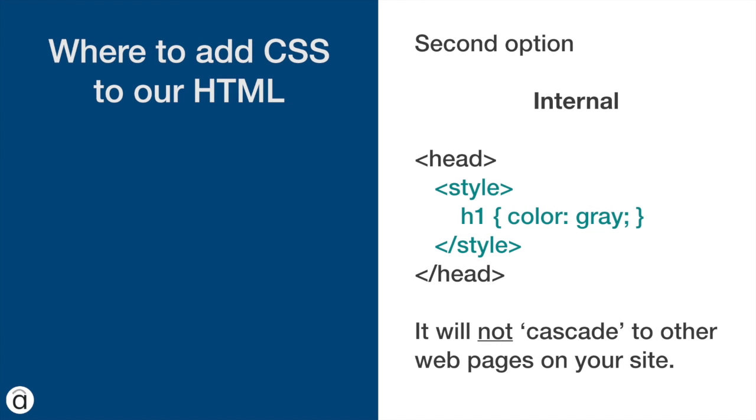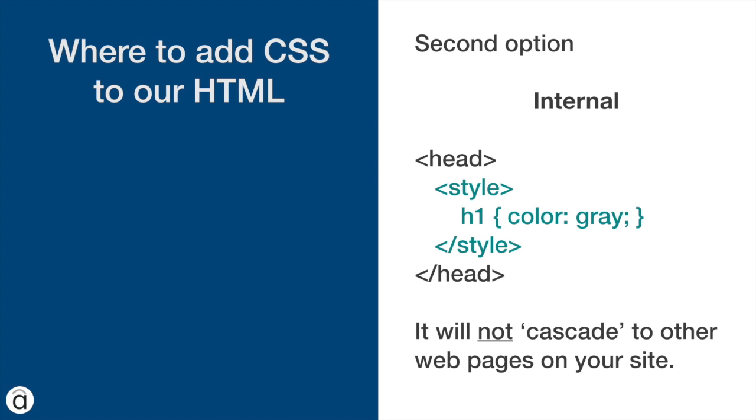The second option we have is to add internal style sheets. And where do we put it? Well, we put it in the header, or in the head area of our HTML page. Now, in this video, we're not going to write any code. We'll do that in the next video.